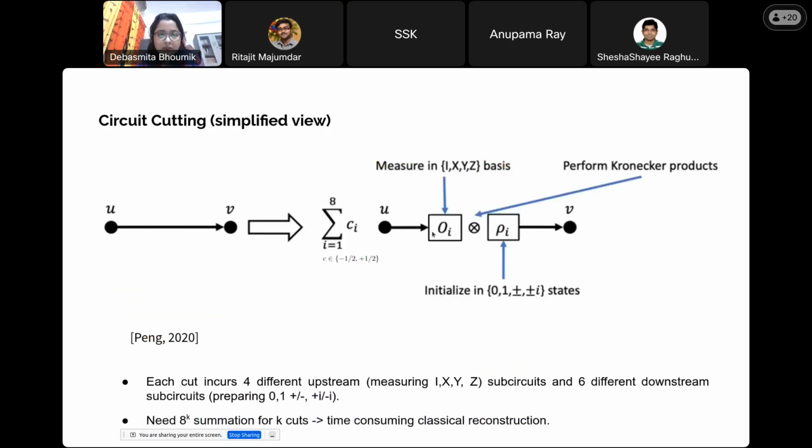Now we have done a cut between U and V. This cut incurs four different upstream subcircuits. Now what is an upstream subcircuit? For each cut we have to measure in the I, X, Y and Z bases and get the outcome. And for each cut we have to prepare 6 different downstream subcircuits, that is in |0>, |1>, plus, minus, plus i, minus i. Therefore, we need 8 to the power k summations for k cuts. And this is the problem because this is a time consuming classical reconstruction.